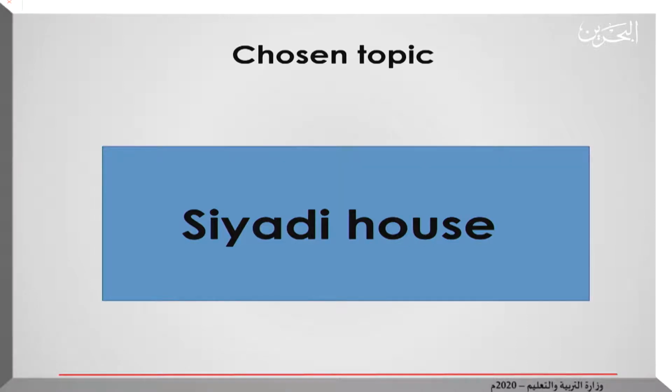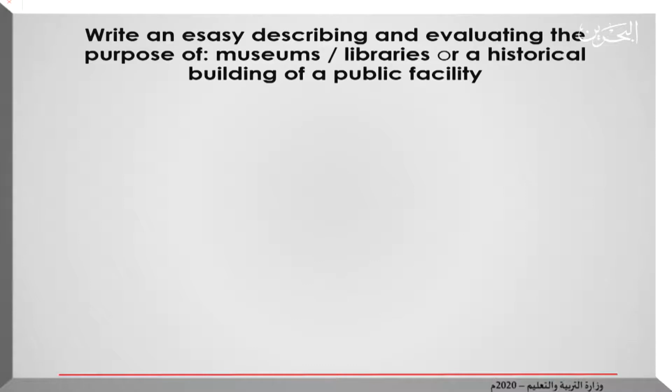Let me bring to your attention, of course, that you could choose any other historical places. So, my dear students, let's do the writing now together. We're going to write an essay describing and evaluating the purpose of either museums, libraries, or any historical building of a public facility. As I've told you before, we have chosen here to write about CID house. Are you ready? Let's move to the introduction together.